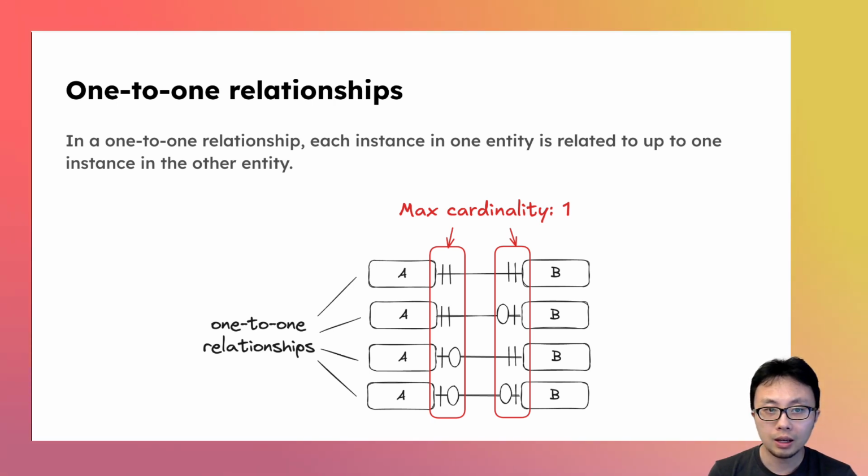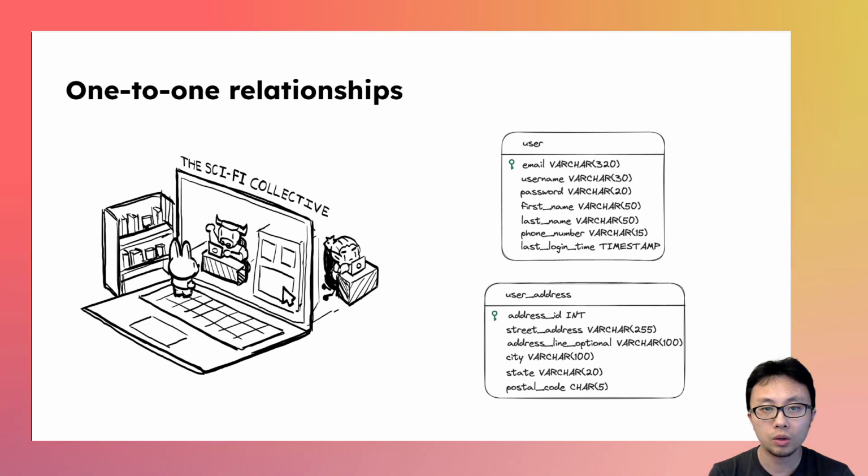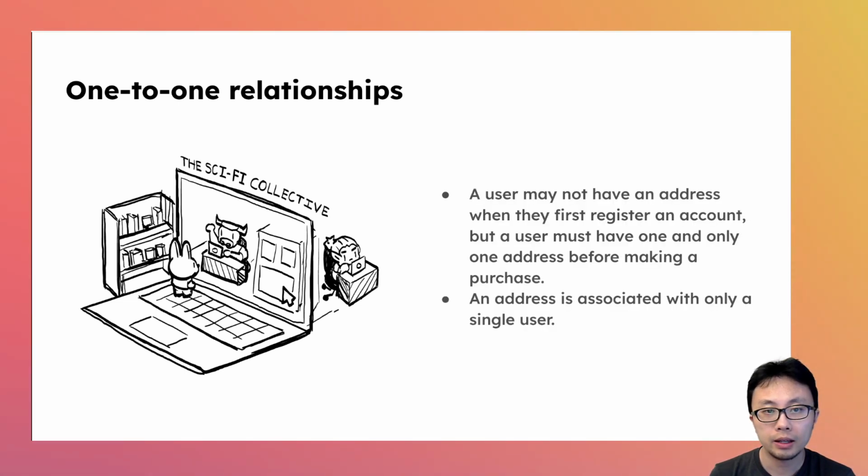But let's see at least one example to make sure that we're on the same page in terms of this relationship. Imagine that you are working towards designing a database for an online store named the Sci-Fi Collective, and have identified two entities, user and user address. The extracted relationship between the two entities can be summarized as following.